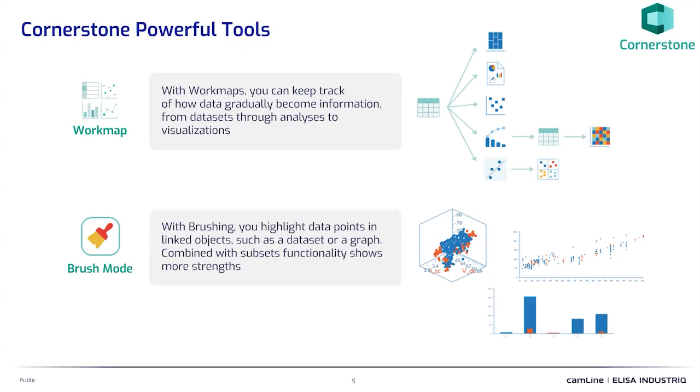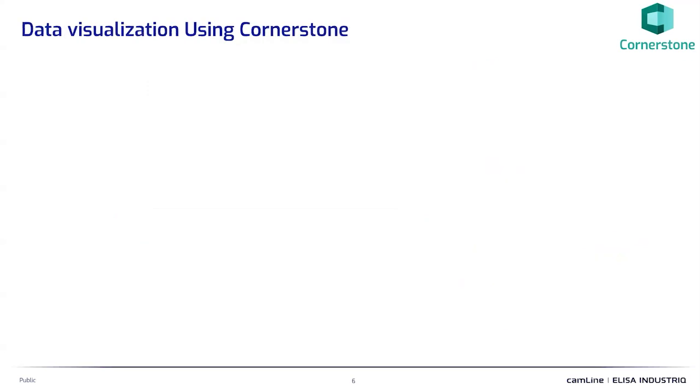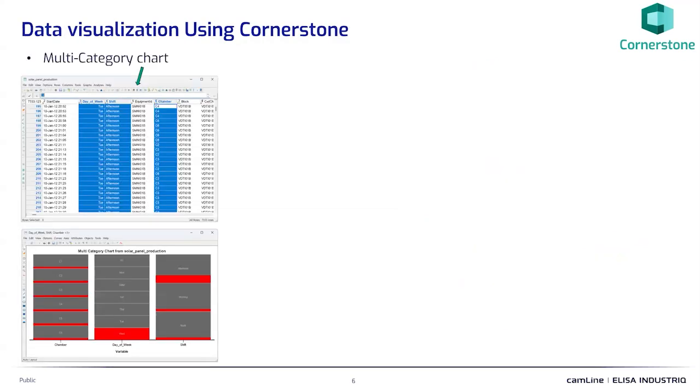Here are some examples of the basic graphs you can do in Cornerstone. You can also do more advanced graphing. For example, you can create a multi-category chart. Here, you simply highlight the columns that you want to include in the chart, click the icon in the menu, and then you have this multi-category chart. You can use the brush tool to highlight a specific area. For example, here I highlighted Wednesday in day of week, and we can see that on this day there is more shift in the afternoon compared to the other shifts.